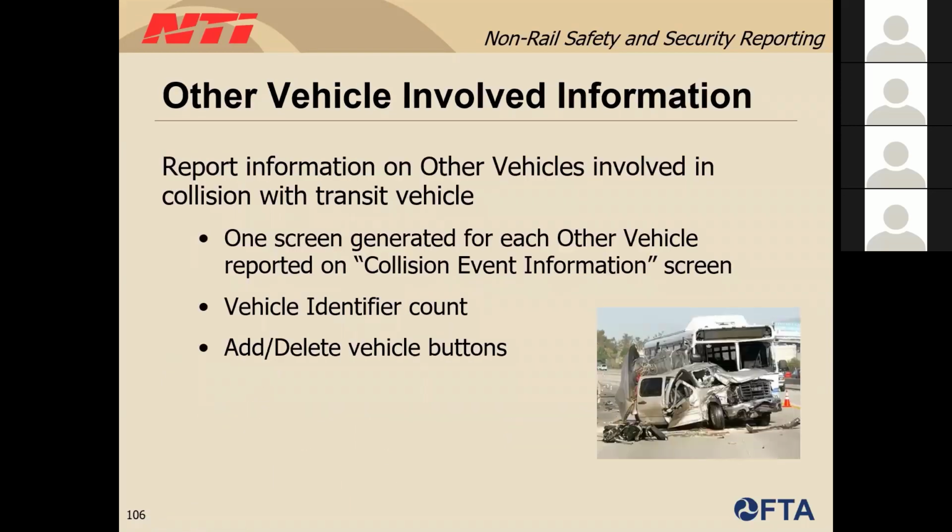If you indicated on the collision event screen that another vehicle was involved, the other vehicle information screen will appear. This screen gathers information about the non-transit vehicle involved in the collision. If more than one other vehicle is involved, you will need to complete one other vehicle involved information form for each motor vehicle involved. Vehicle counts are included on the form as well as options to add or remove vehicles.